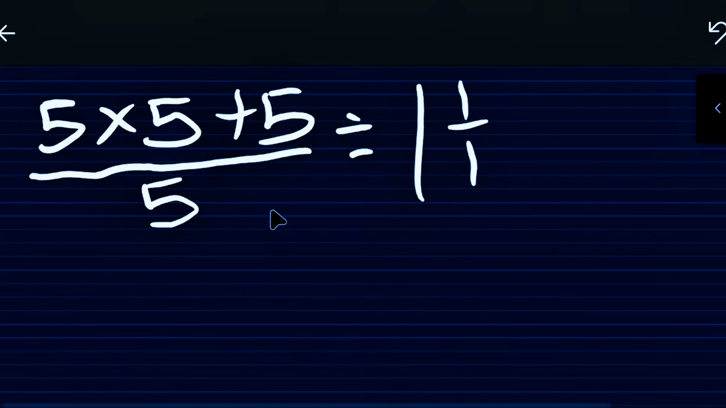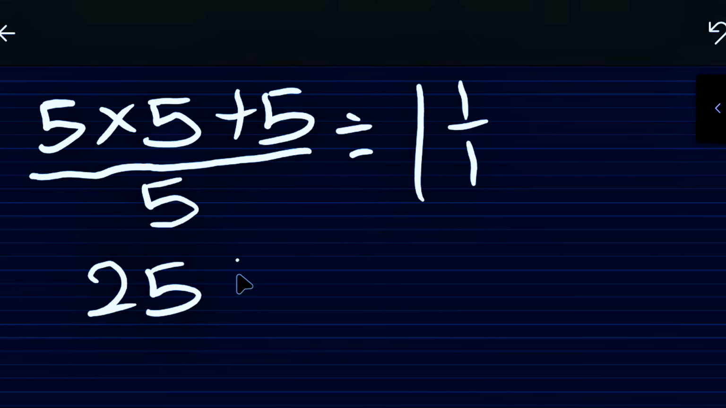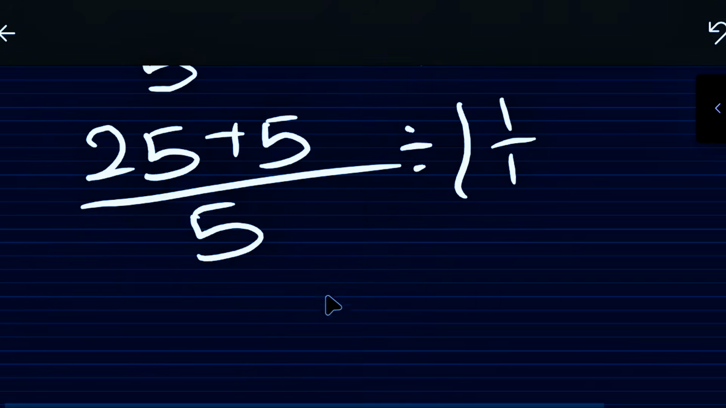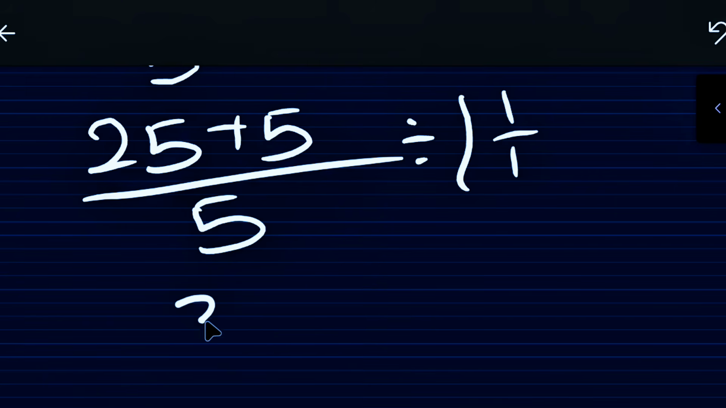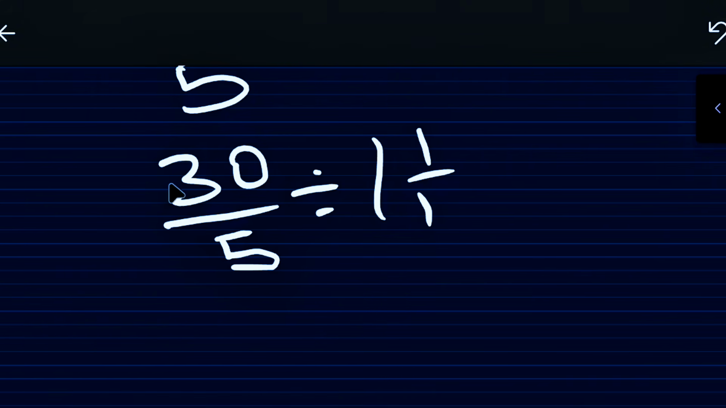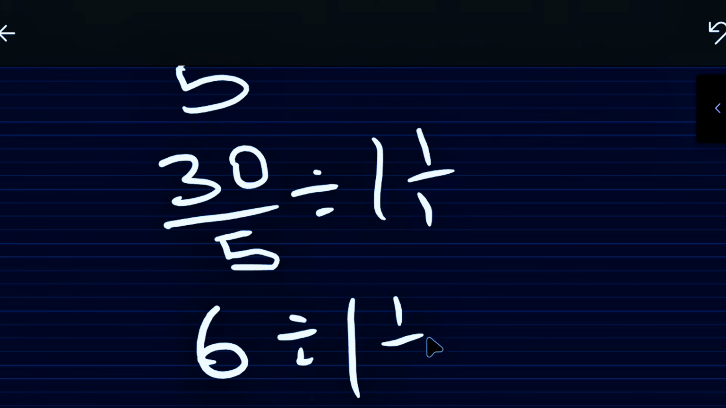Now, let's continue. So, from here, you know that according to the order of operation, multiplication is of higher priority to addition. So, we are going to multiply first. 5 times 5 equals 25 plus 5 divided by 5, okay? Then we'll divide everything by 1 whole number, 1 divided by 1. So from here, 25 plus 5 equals 30, divided by 5, then divided by 1 whole number, 1 divided by 1. From here, 30 divided by 5 equals 6, divided by 1 whole number, 1 divided by 1.